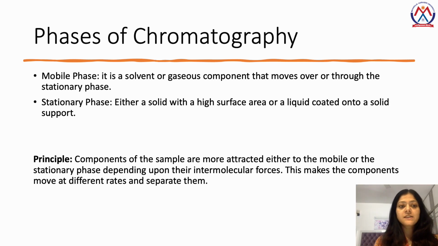There are mainly two phases of chromatography. One is mobile phase. It is a solvent or gaseous component that moves over or through the stationary phase. And stationary phase, it is either a solid with a high surface area or a liquid coated onto a solid support. Principle of chromatography. Components of the sample are more attracted either to the mobile or the stationary phase depending upon their intermolecular forces. This makes the components move at different rates and separate them.